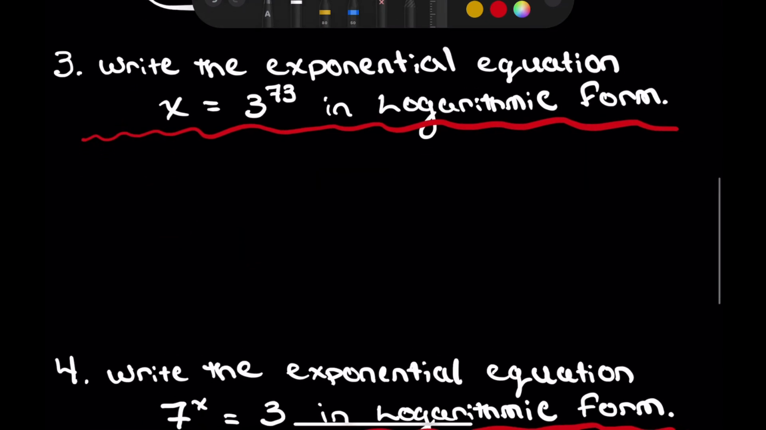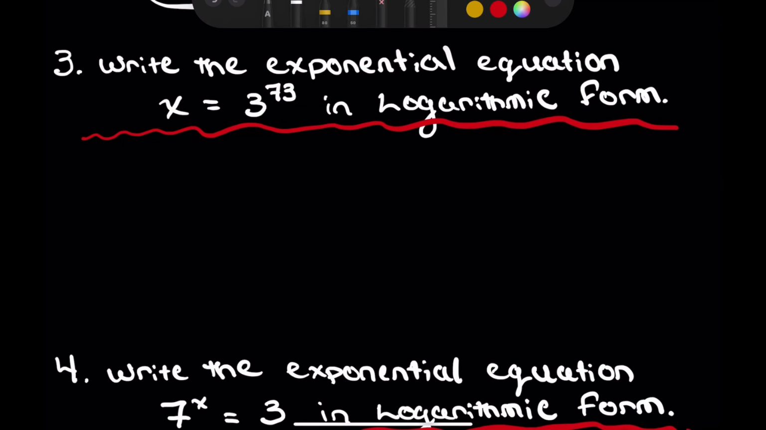Okay, now it says: write the exponential equation x equals 3 to the 73 in logarithmic form. So we're just going to undo exactly what we just did. Because there's no log in our equation, we're going to force that log into the equation by converting it. We know that this number 3 is still going to be our base number. Whether it's the base of our exponential or the base of our log, it's going to be the same. So this 3 is our base number.